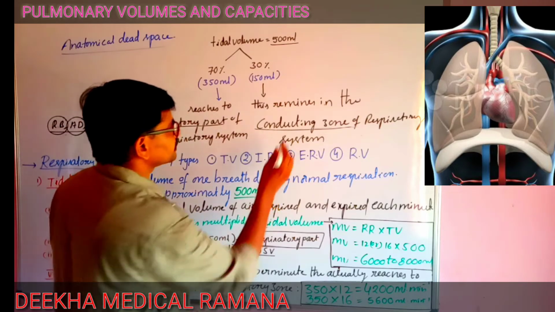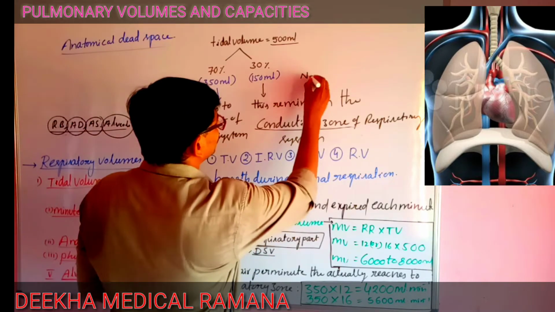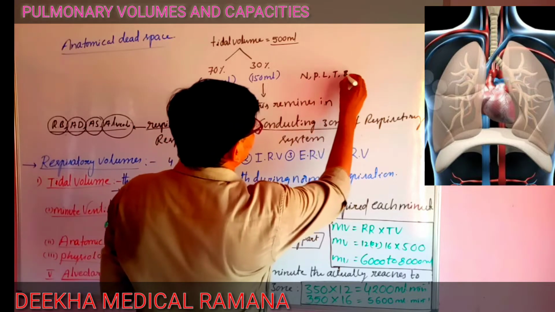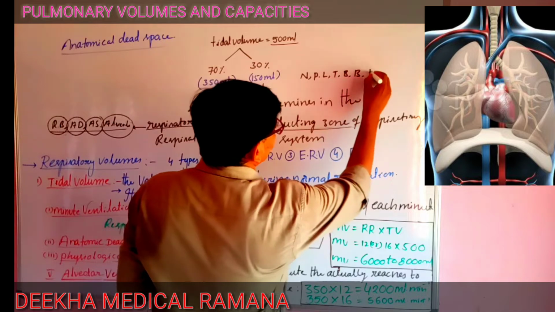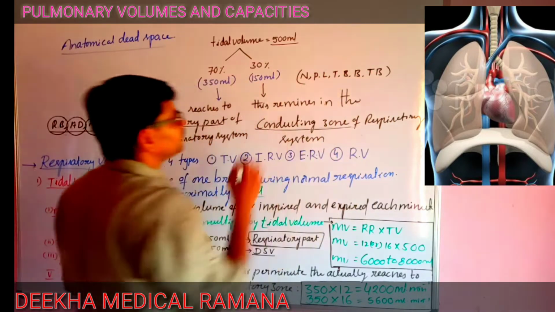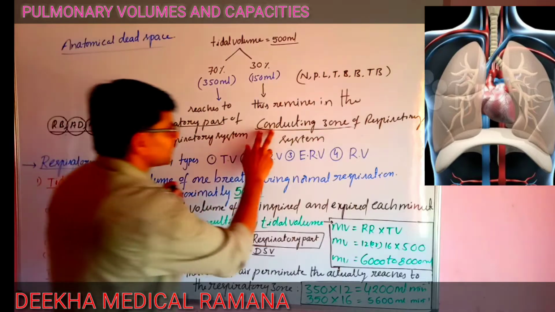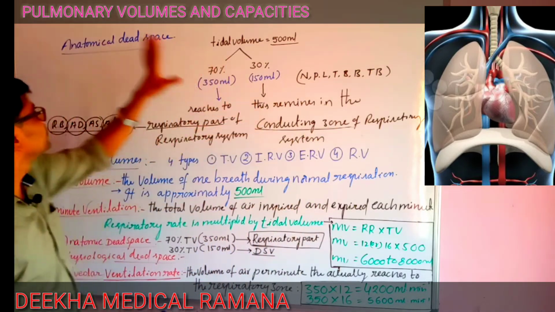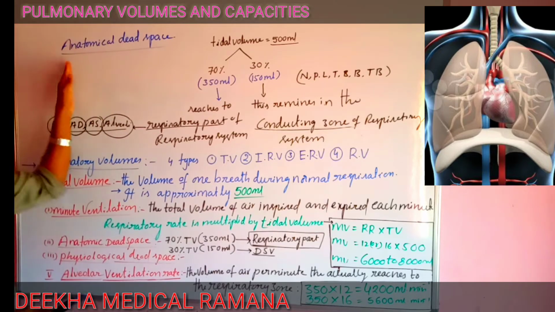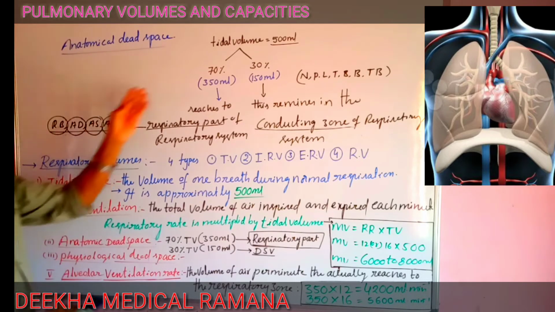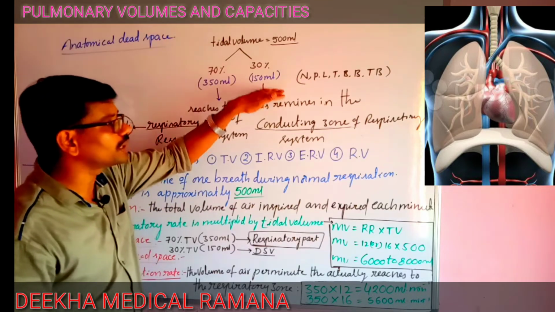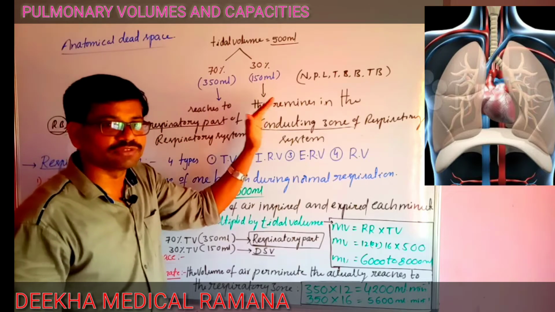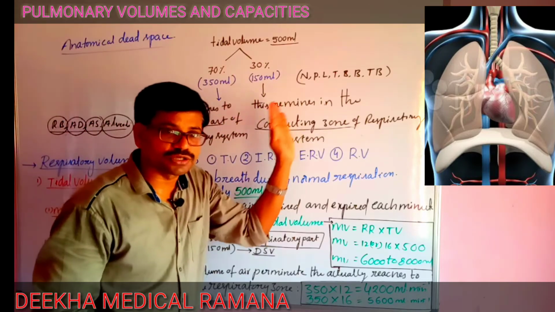What are the parts that come under the conductive zone of the respiratory system? Nose, pharynx, larynx, trachea, bronchi, bronchioles and terminal bronchiole, right? These are all considered the conductive zone of the respiratory system. So anatomical dead space is the amount of air that remains in the conductive zone of the respiratory tract, which is not involved in the exchange of gases.